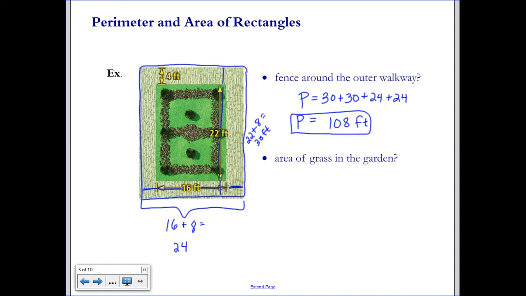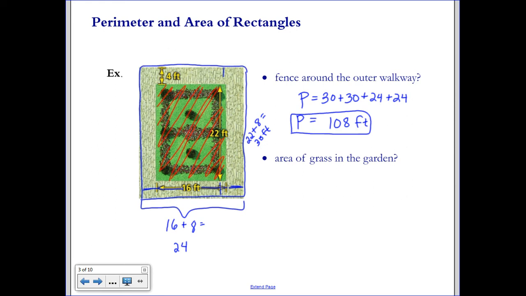You might also be asked for something like, find the area of grass that is in the garden. So what is the area that the grass covers in the garden? So here we're going to assume that the whole area is covered with grass, even under these bushes and plants. So we're looking for this area, which is all of the internal space, two-dimensional space, inside of the garden rectangle. And now we can use the 16 and the 22 because those are the dimensions of the inner garden.